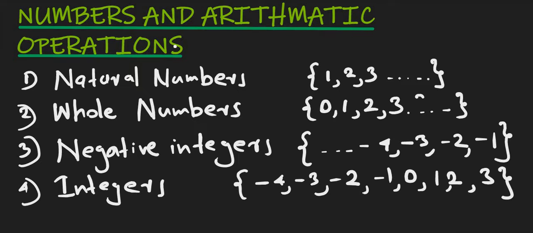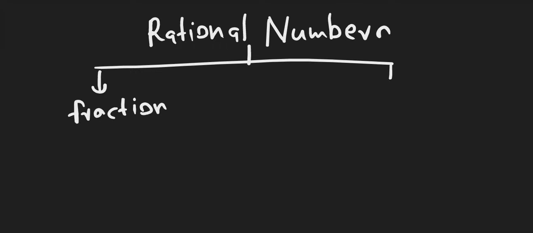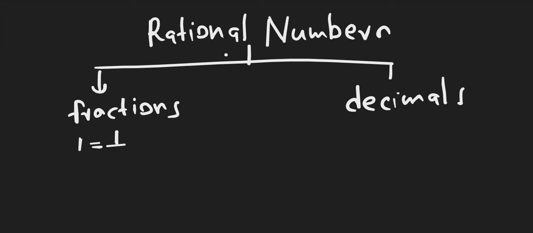Let's look at rational numbers. Now, rational numbers can be expressed in terms of fractions and also in terms of decimals. Let's consider this example. Now 1 can be written as 1 over 1. -7 can be written as -7 over 1. Now this is a rational number because it can be expressed as a fraction.